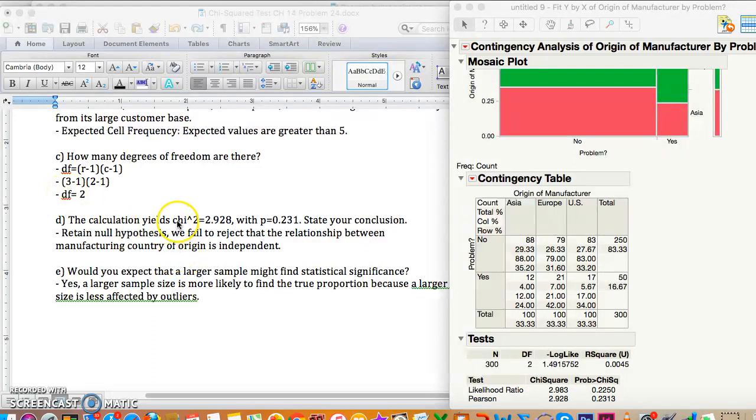Now the calculation yields that the chi-squared value is 2.928, and the p-value is 0.231. You can see those same values reflected here under the Pearson test. And what that means is, because this value is above 0.05, you retain the null hypothesis, and you fail to reject that the relationship with the manufacturing country of origin is independent.